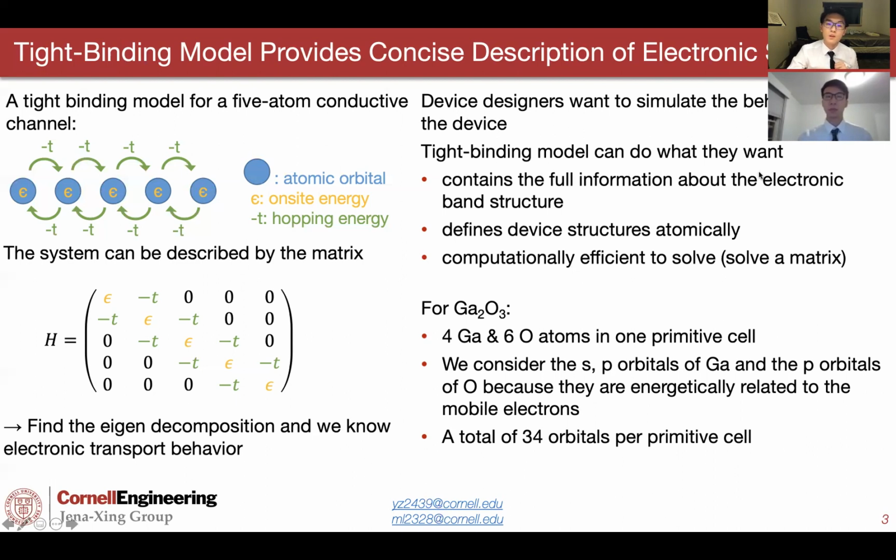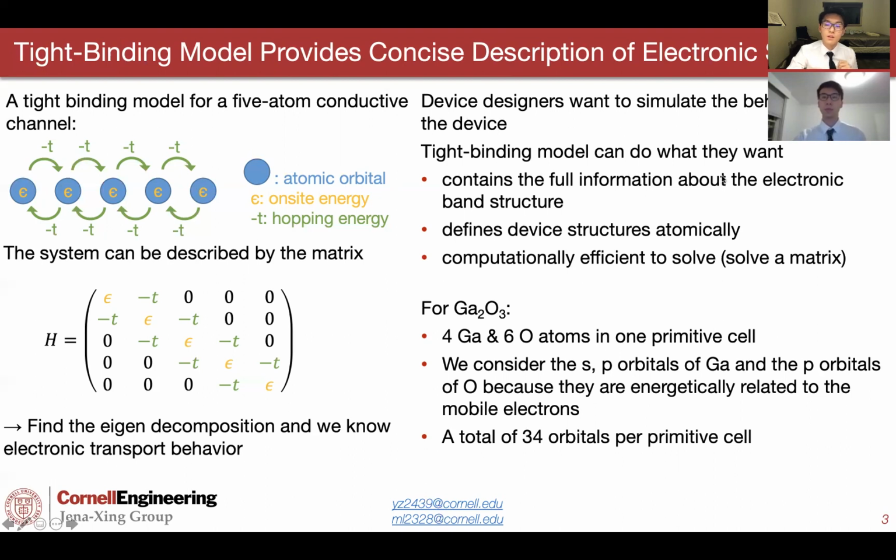Okay, now we know what the tight binding model is, but why do we need a tight binding model? The reason is that device engineers want to simulate the behavior of their device, and the tight binding model can do exactly what they want. Like the one shown on the left, we can consider this 5-atom channel as a channel of a transistor, and we can do some simulation.